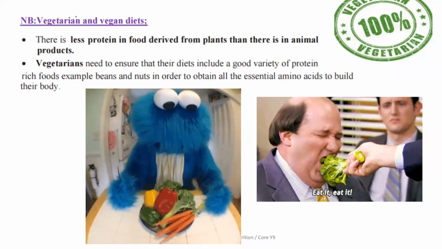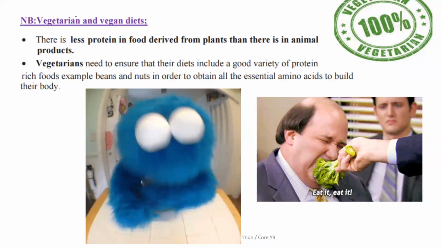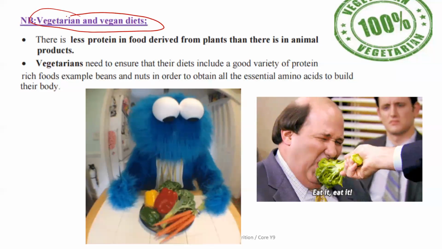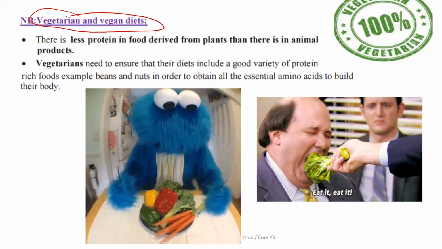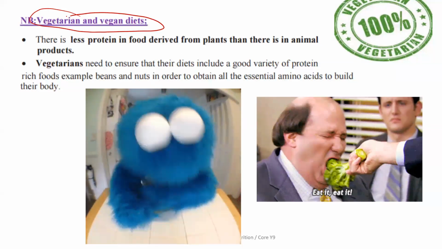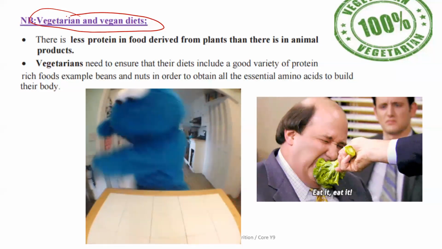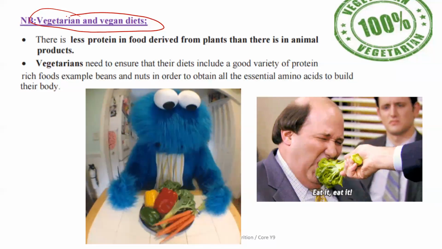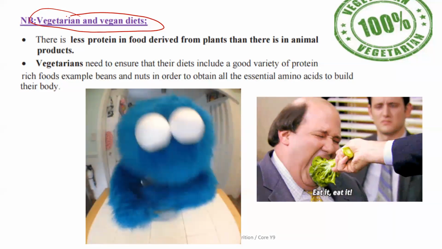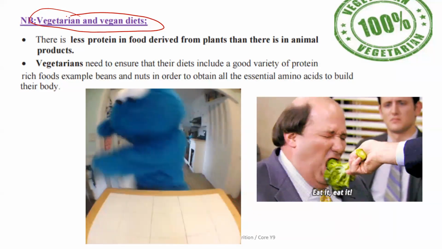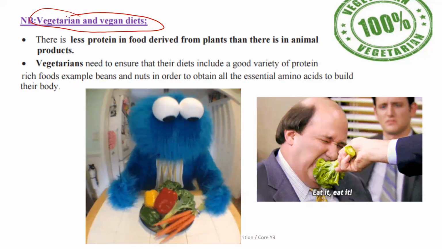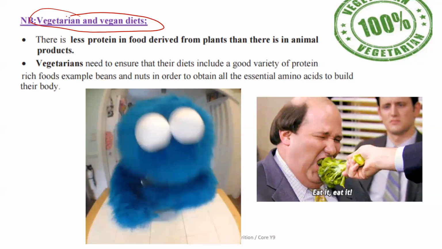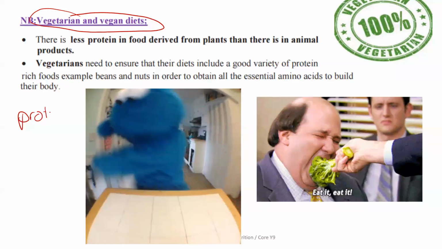Now, why do I have this picture here? Because here we are talking about vegetarian people. They will not ask you what being vegetarian is, but they will ask you about the consequences of not eating any protein. You're eating only vegetables, vegetables, vegetables. Why is this not good? Delayed growth, because you won't be able to gain protein. Of course, you will have lack of protein and all the consequences.